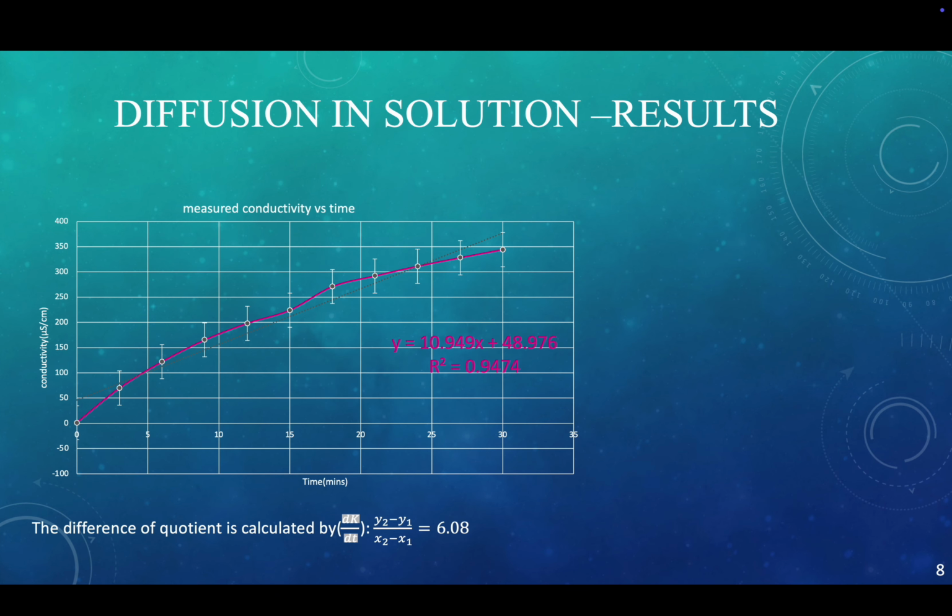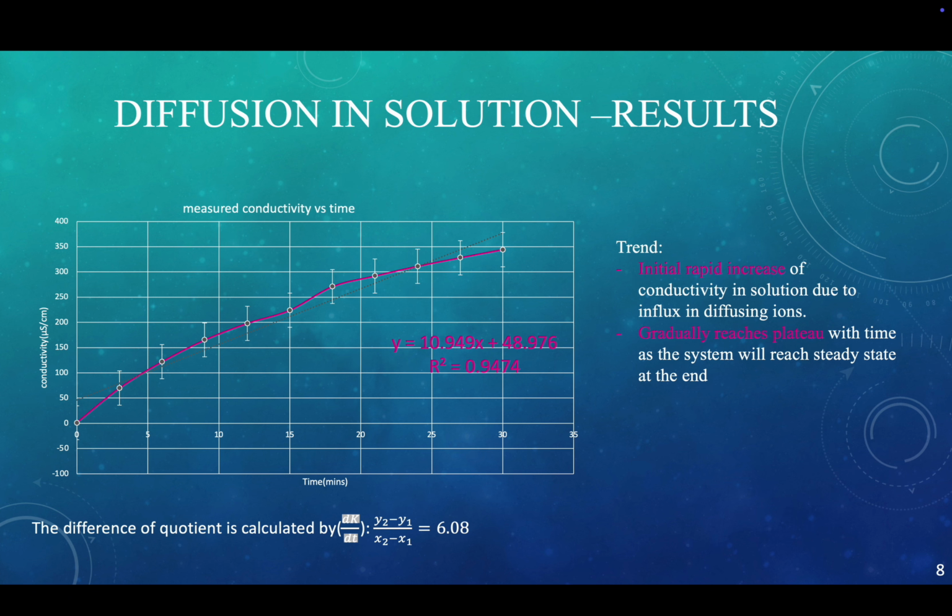This is the graph we plotted from the recorded results. It shows initially conductivity increased rapidly due to influx in diffusing ions, then gradually reaches a plateau as the system reaches steady state. The difference quotient is calculated by y2 minus y1 over x2 minus x1, which is 6.08.